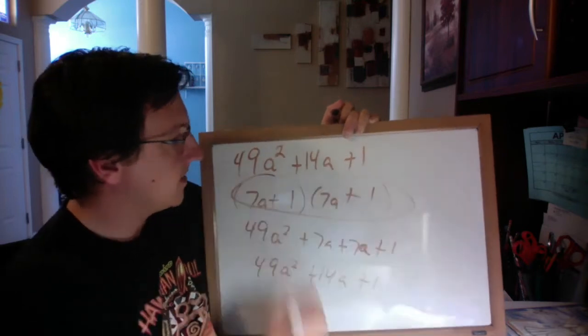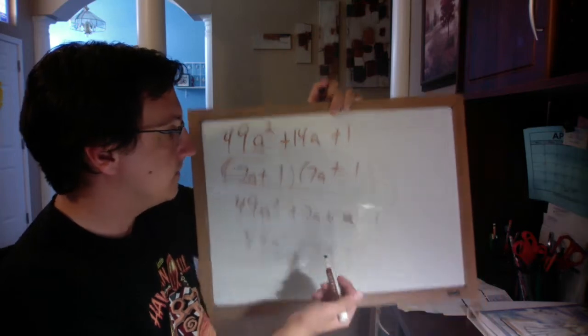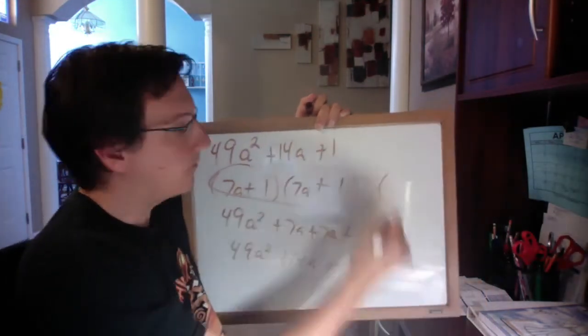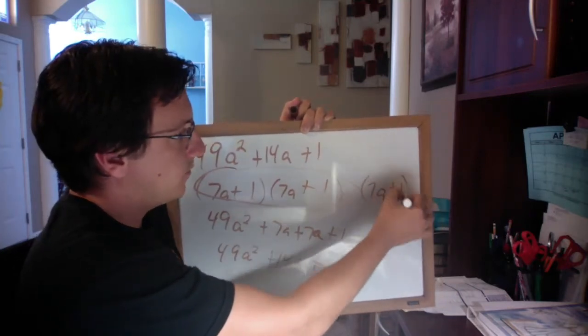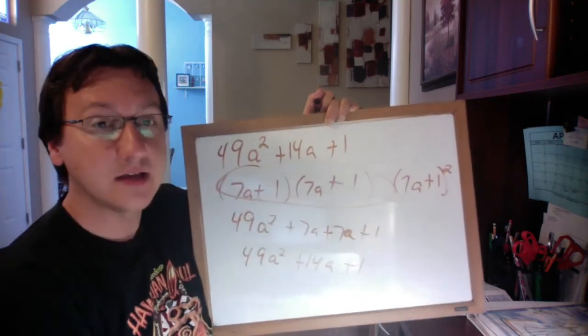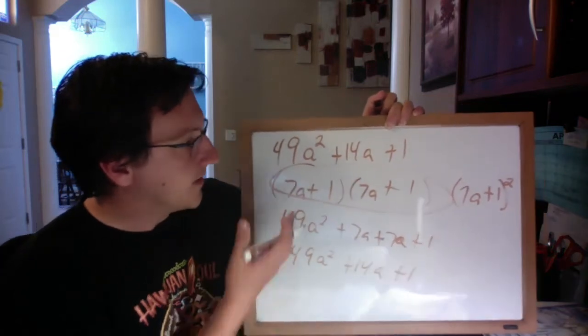So there's my answer. And when you have 2 of the same exact terms, or the same sets of terms, you can simply write it as 7a plus 1 squared. And that will suffice. That is actually more algebraically correct. So bam, there it is.